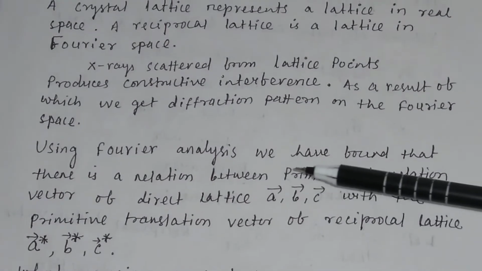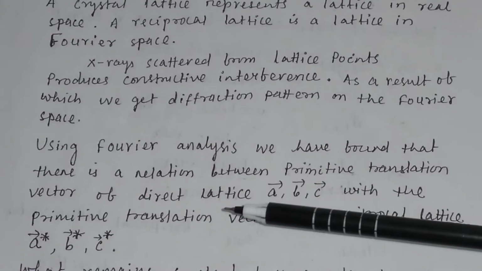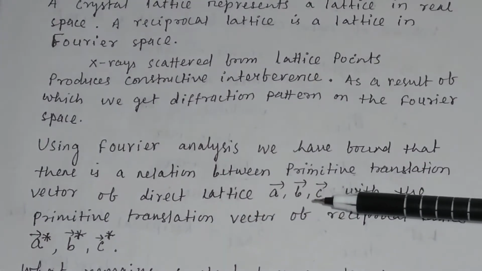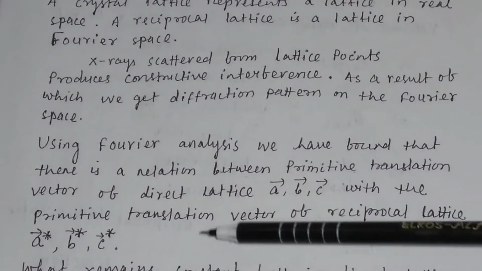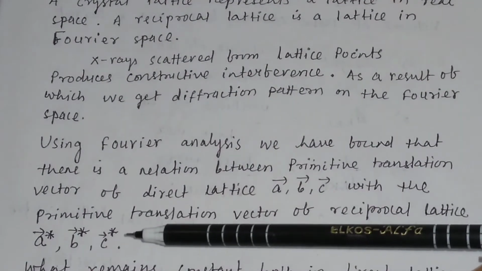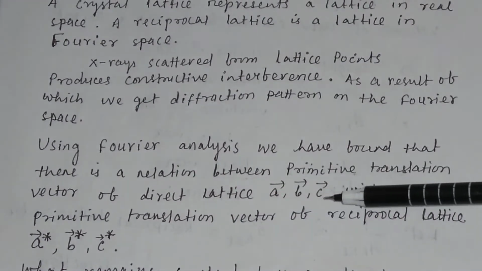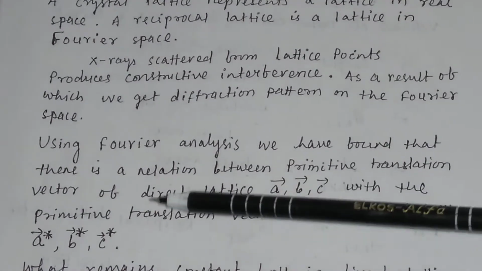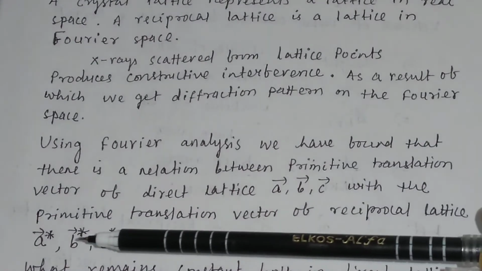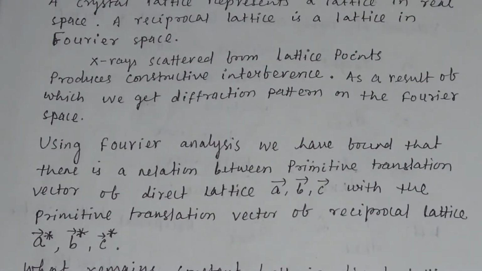Using Fourier analysis, we have found that there is a relation between the primitive translation vectors of the direct lattice, we say A, B, C, and the primitive translation vectors of the reciprocal lattice, we basically say A star, B star, C star. Sometimes we take the direct lattice as A1, B1, C1, or sometimes we may take A, B, C, and the reciprocal lattice we sometimes take A1 star, A2 star, B2 star, like this.